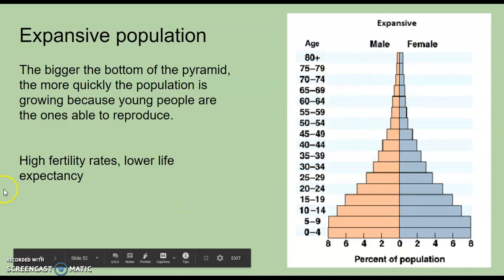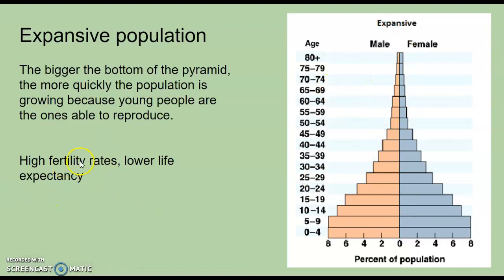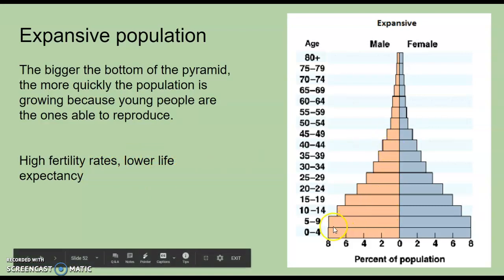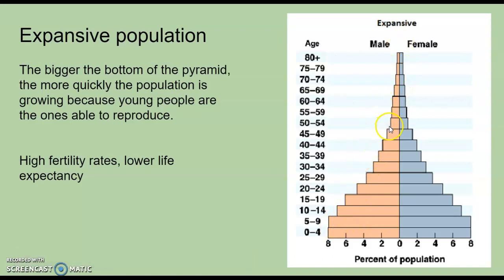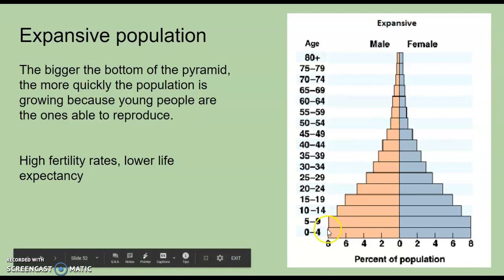What does this really mean? It means that people are giving birth at a high rate, but the life expectancy is lower. So if I see this, it's really tapering down as the older you get. Once you reach a certain age, you're not as likely to survive as you were when you were younger.